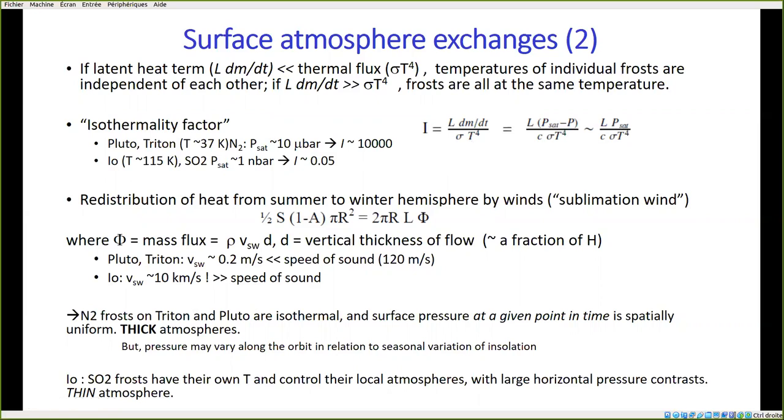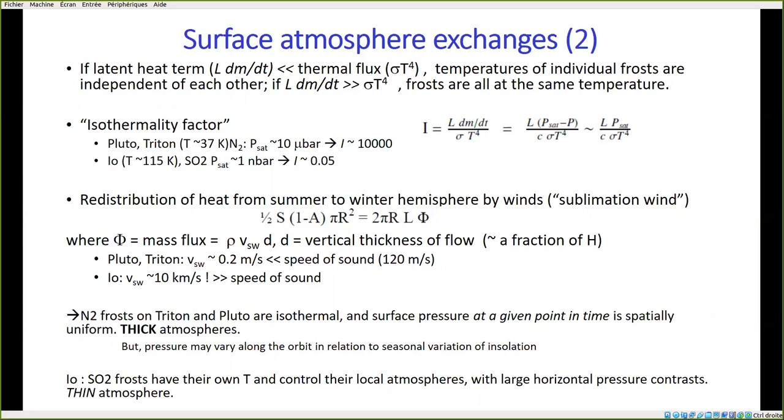So if we put numbers on this, we find that on Pluto and Triton for N2, the latent heat exchanges vastly dominate the energy budget, which means that the atmospheric pressure at a given point in time is constant. On Io, in contrast, where the pressure is only about 1 nanobar, this isothermality factor turns out to be much less than 1, meaning that the latent heat exchanges are almost negligible. So each SO2 frost maintains its own temperature and therefore its own local pressure.